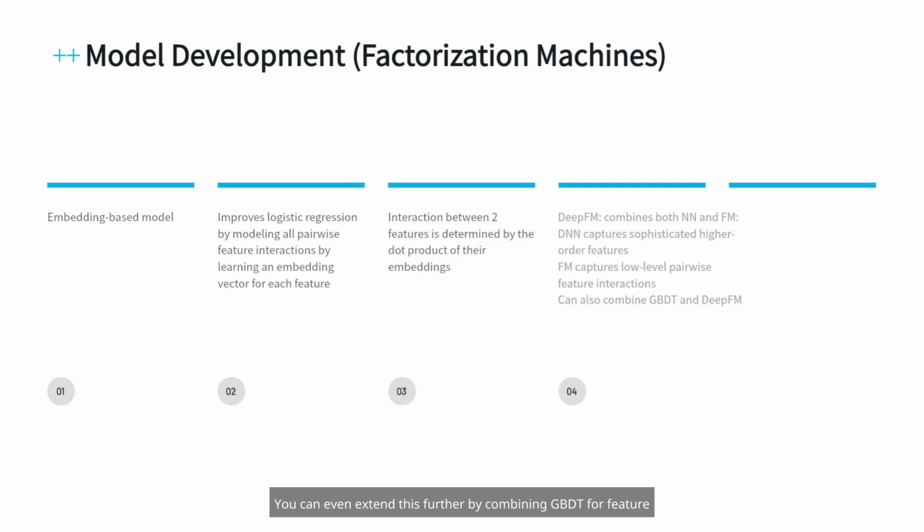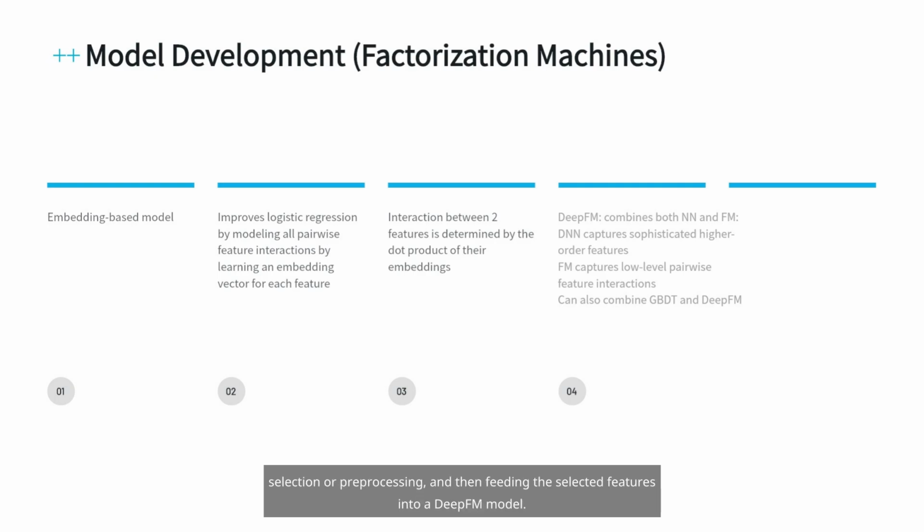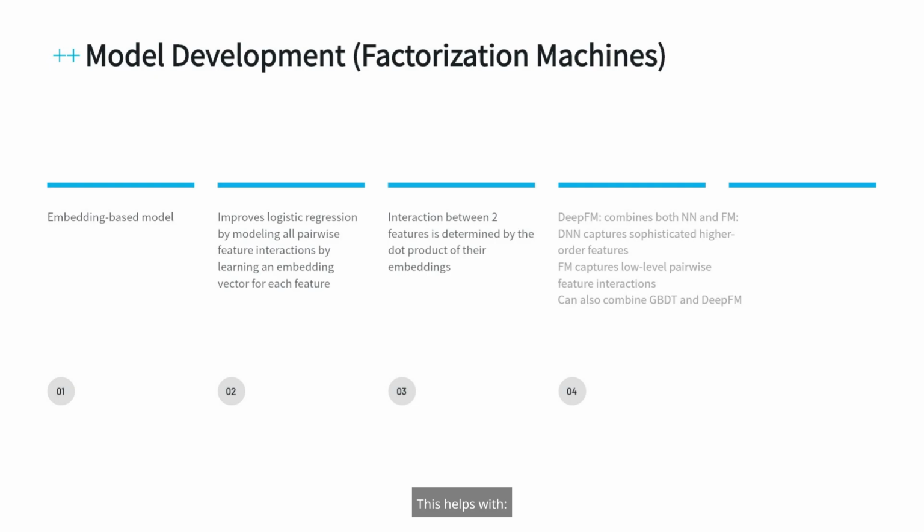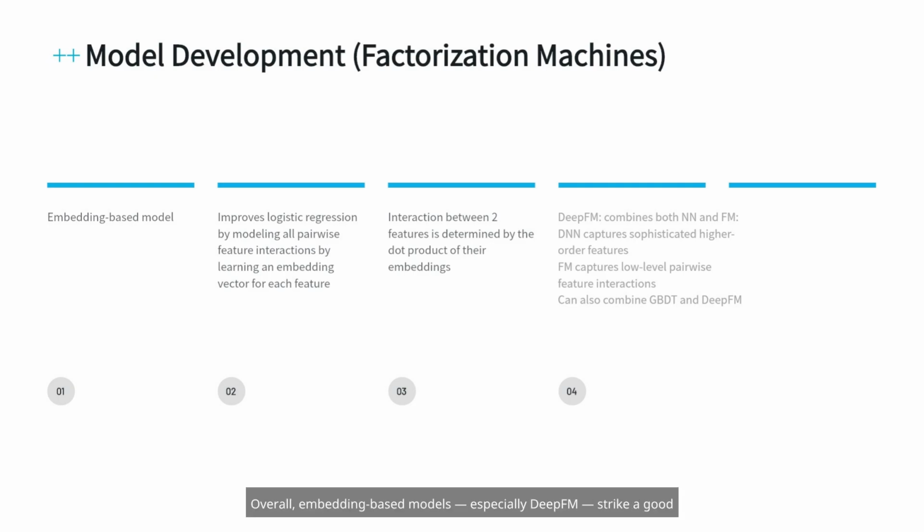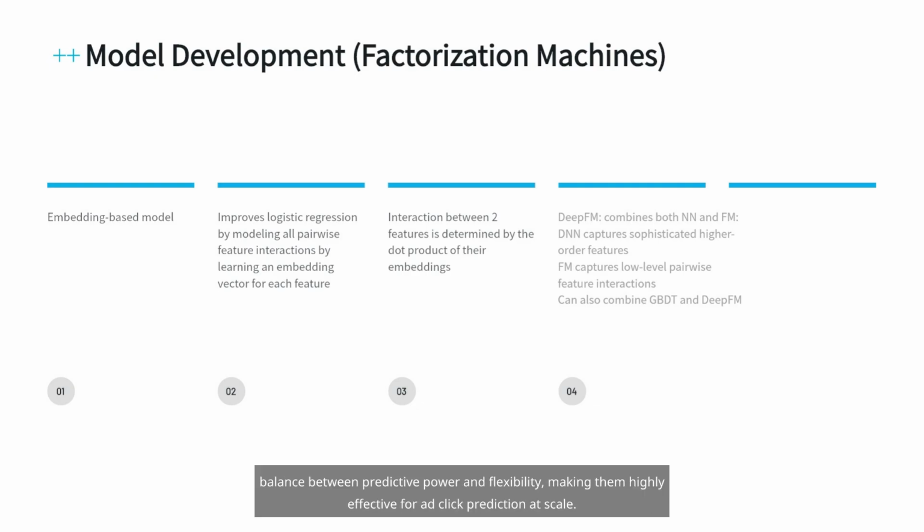Extensions: DeepFM plus GBDT. You can even extend this further by combining GBDT for feature selection or pre-processing, and then feeding the selected features into a DeepFM model. This helps with feature reduction and selection from noisy inputs, and better generalization in sparse or imbalanced data. Overall, embedding-based models, especially DeepFM, strike a good balance between predictive power and flexibility, making them highly effective for ad click prediction at scale.